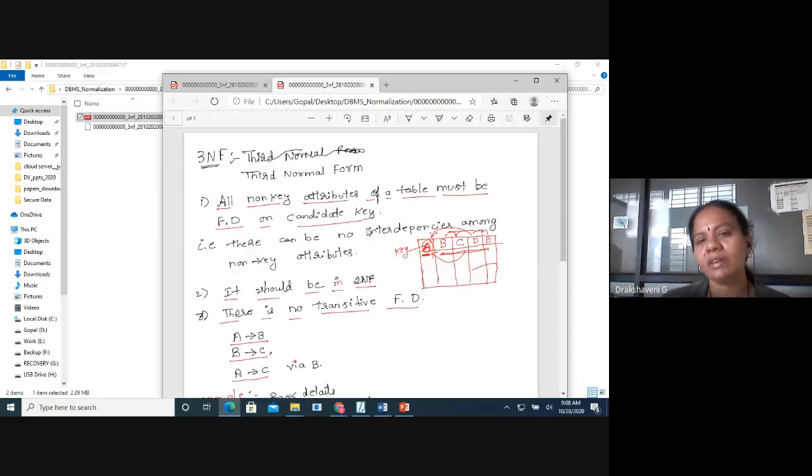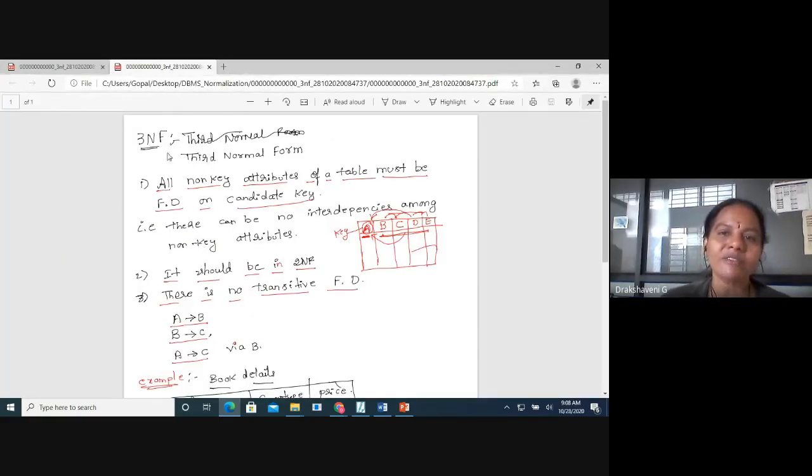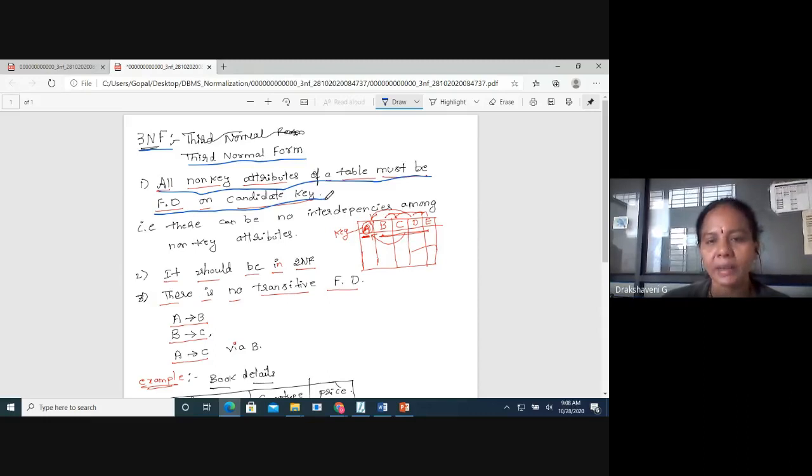So what did we see in today's class? We have started with the first normal form. So what does the third normal form say to us? The third normal form, also called 3NF. What is the first thing it says? All non-key attributes of a table must be functionally dependent on the candidate key.